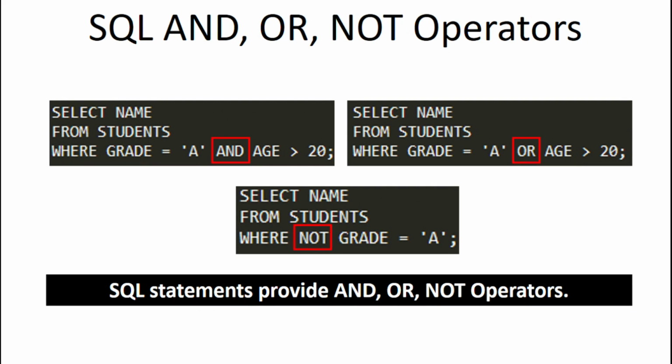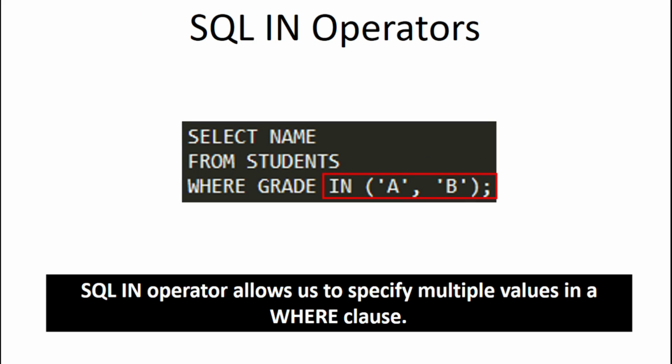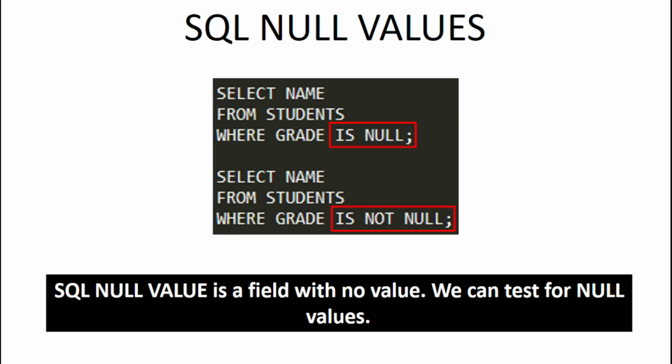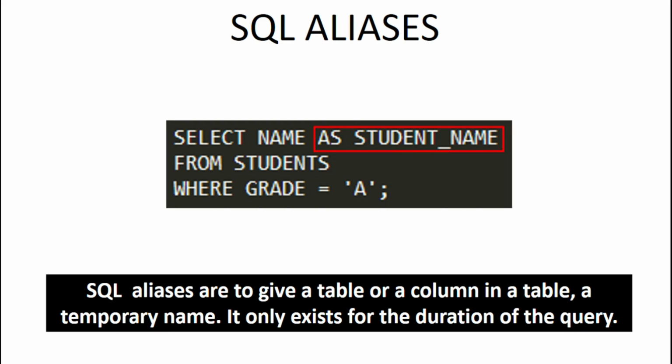SQL statements provide AND, OR, and NOT operators. The SQL IN operator allows us to specify multiple values in a WHERE clause. SQL provides the BETWEEN operator, selecting values within a given range. A SQL null value is a field with no value. We can test for null values.